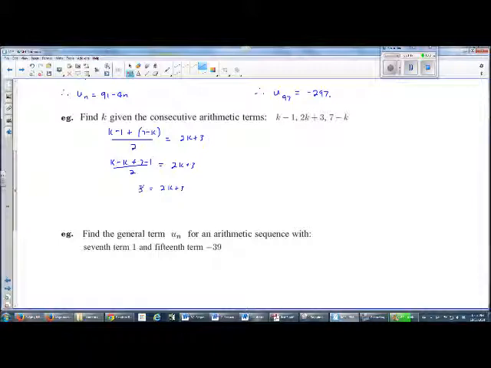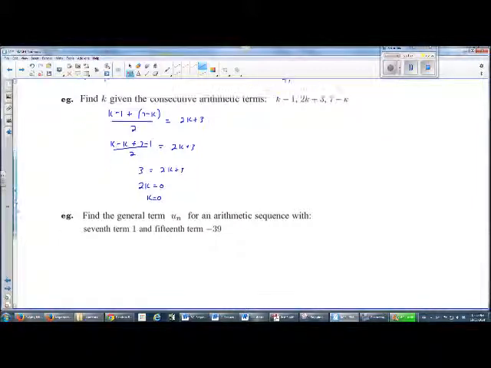And we've got a positive 3 on both sides, so if we subtract 3 to isolate the k, we end up getting 0, so we get 2k equals 0. Divide by 2, so k equals 0. Alright, so that is all that needs to be done there. And we'll move along to the final example here.